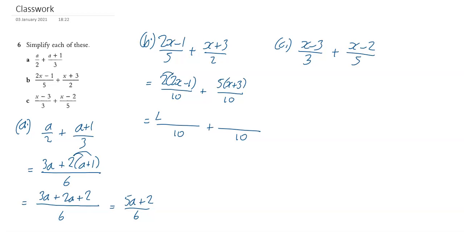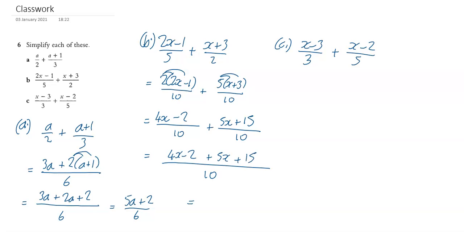2 times the 2x is going to be 4x. 2 times the minus 1 is going to be minus 2. And 5 times the x is 5x. And 5 times the 3 is 15. So then I will write this as one single fraction all over 10. And I'll just write it out again. It's 4x minus 2, and then plus 5x plus 15.